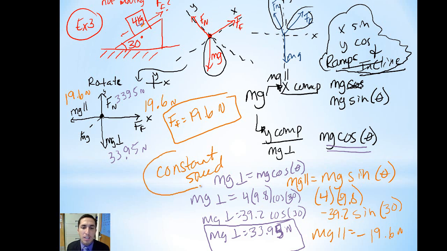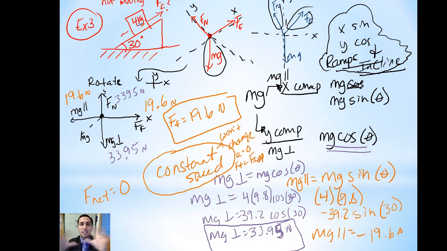If you see the words constant speed in a word problem, that means that your net force is going to be 0. All the forces will cancel out. Constant means it won't change. It won't change. Your acceleration is 0. Your friction force is the same as your force applied. All your forces will cancel out when it's at constant speed.